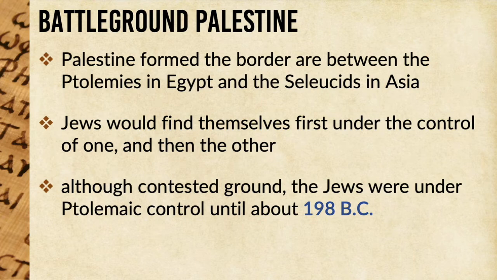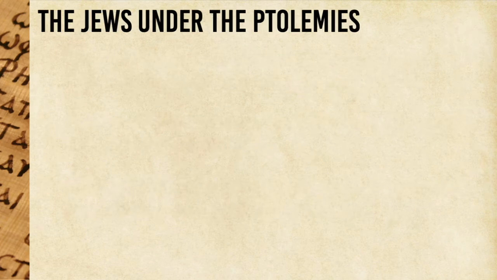There's going to be warfare going back and forth. There's going to be armies going back and forth. They're going to find themselves under one ruler, then they're going to find themselves under another ruler. And the rulers of the two kingdoms were often very different in their outlook. So we're going to look at the Jews first, how they fared under the Ptolemies that are based in Egypt, because they're under their control until 198 BC.